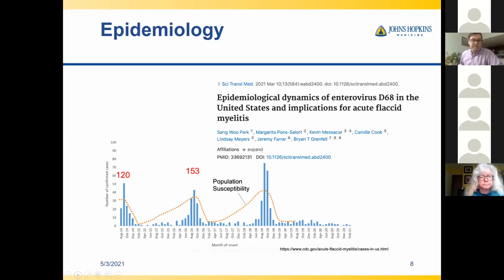It is thought that increasing population susceptibility, mostly children, to the enterovirus D68 underlies the timing of AFM outbreaks. Essentially, most infections are mild or asymptomatic. Less than 1% of infections result in AFM. And these widespread outbreaks serve to generate herd immunity. And then it takes about 2 years for enough babies to be born at the current birth rate for the population susceptibility to reach a critical level to allow for an outbreak to occur.